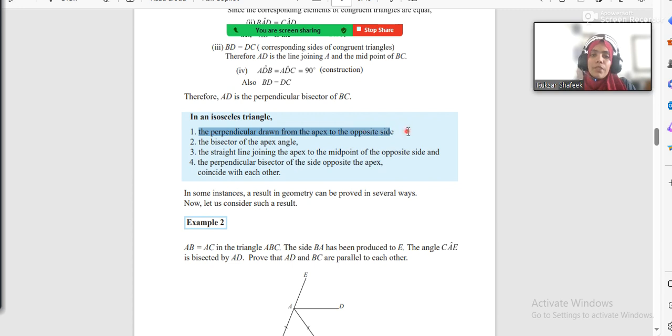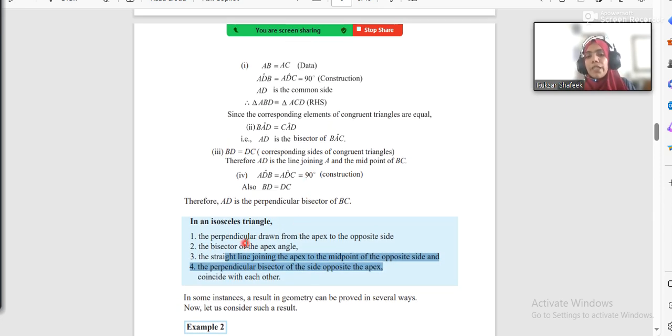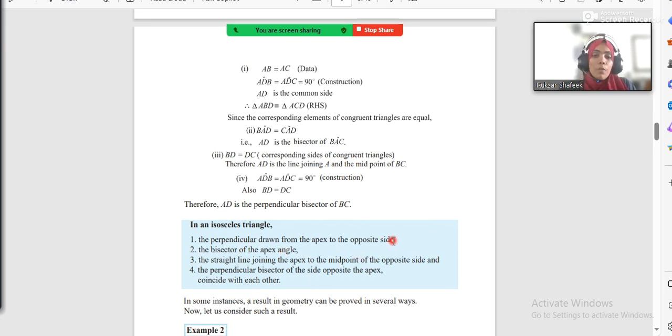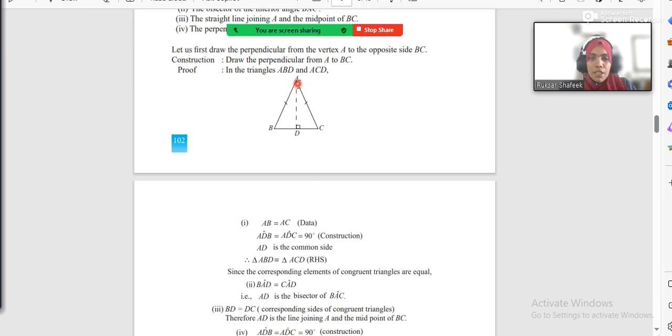That the perpendicular drawn from the apex to the opposite side, the bisector of the apex angle, the straight line joining the apex to the midpoint of the opposite side, and the perpendicular bisector of the side opposite the apex coincide with each other. All right, what did we read just now? Quite complicated, isn't it? No, it's not really complicated, but what are they saying? That the perpendicular drawn from the apex to the opposite side. So this is the perpendicular drawn from the apex to the opposite side.